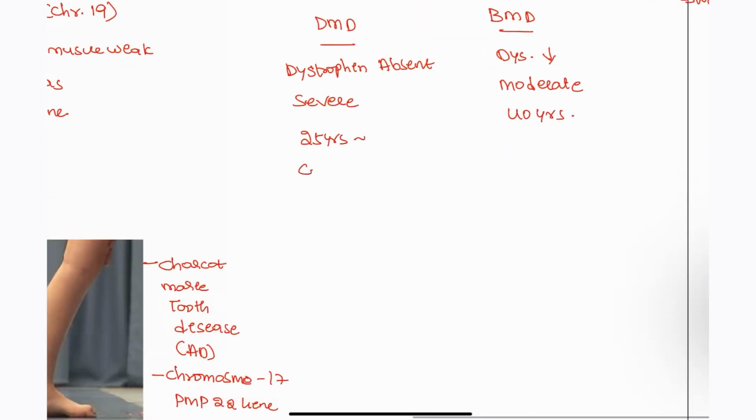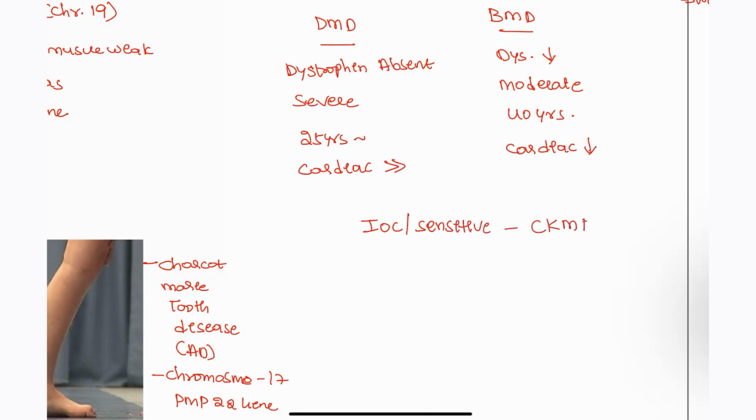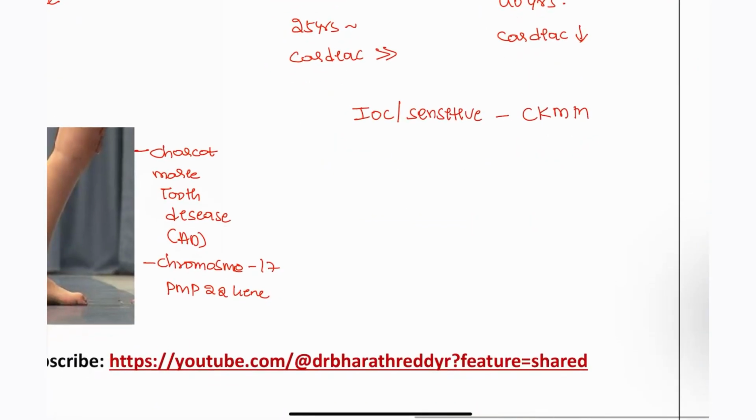Regarding cardiac involvement, in Duchenne the cardiac involvement will be more pronounced, and in Becker it is less likely. Early death is also seen in DMD patients. Next, what is the investigation of choice, or we can say the sensitive test? The sensitive test will be CK-MM. We take the creatine kinase of the muscle from this patient, and it is going to be 2500 times more.